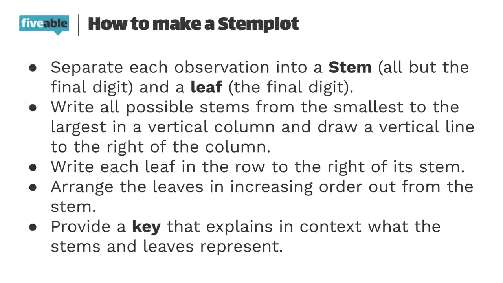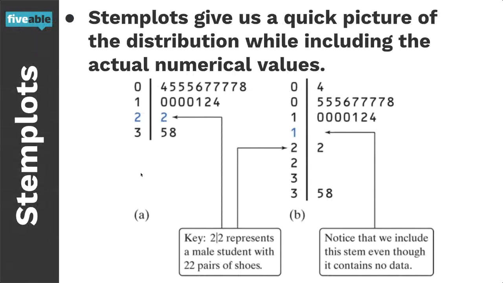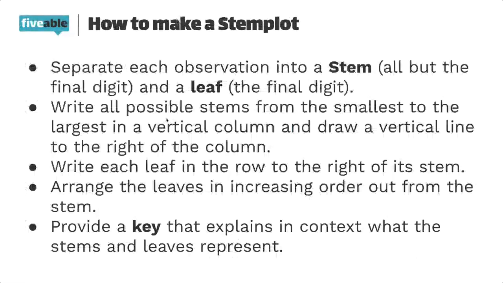How do we make a stem plot? We separate each observation into a stem, all but the final digit, and the leaf, which is the final digit. So here you can see we separated the stem right here, which is the tens digit, and the leaf right here, which is the ones digit. After that, we write all possible stems from the smallest to the largest in a vertical column and draw a line to the right of the column.